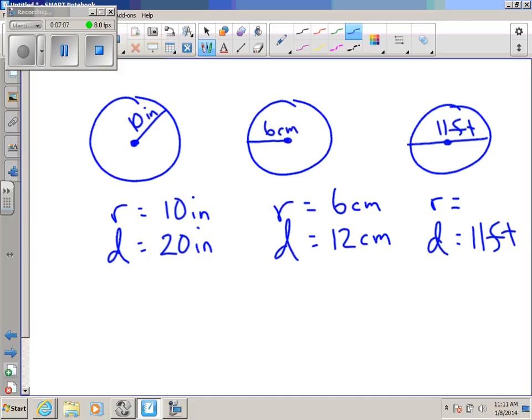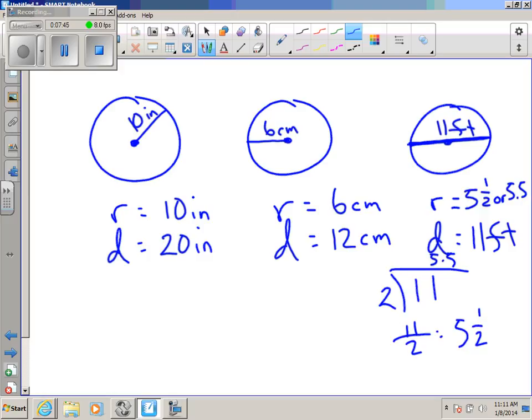What's radius? Desi? Well, which one? Liam? 5.5. Now, how did you get 5.5 from 11? If this is what it measures all the way across, and I need to find out halfway, I need to divide by 2. That'll give me 5.5, or I take my 11, divide by 2, and I get my 5.5. Either way.